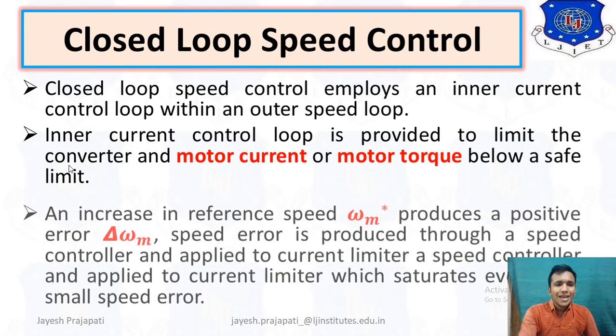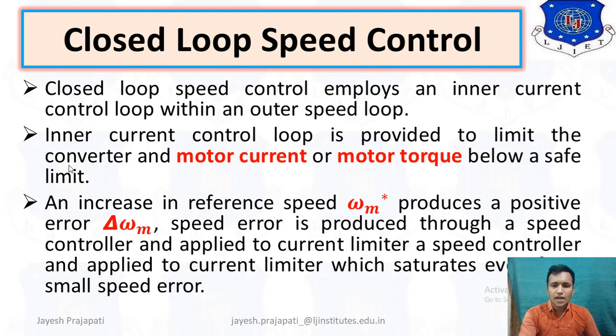Now, an increase in the reference speed omega star produces a positive error delta omega m. The speed error is produced through a speed controller and applied to the current limiter, which saturates even for a small speed error. That is the actual closed loop system, because whenever the speed increases above the maximum value, there will be some error, which is produced into the speed controller and applied to the current limiter.